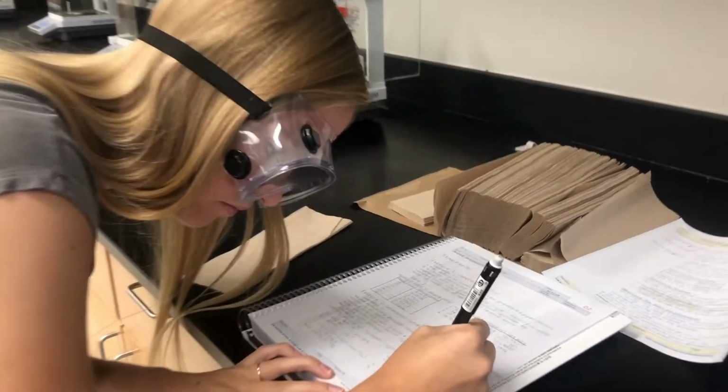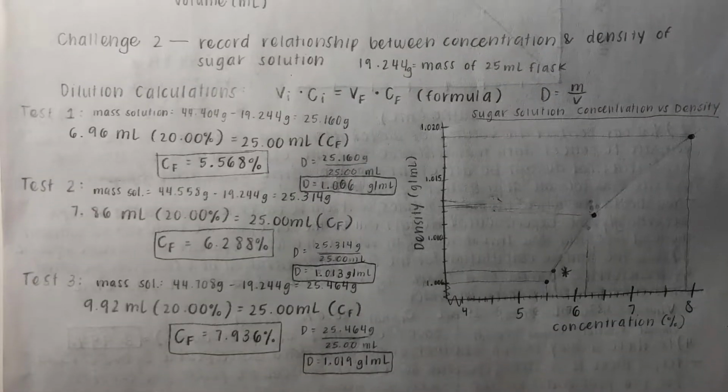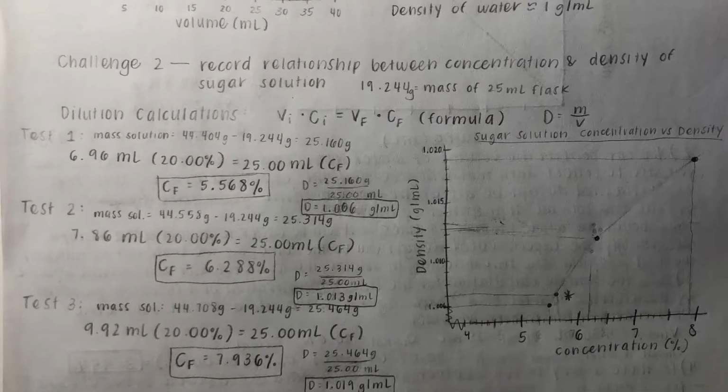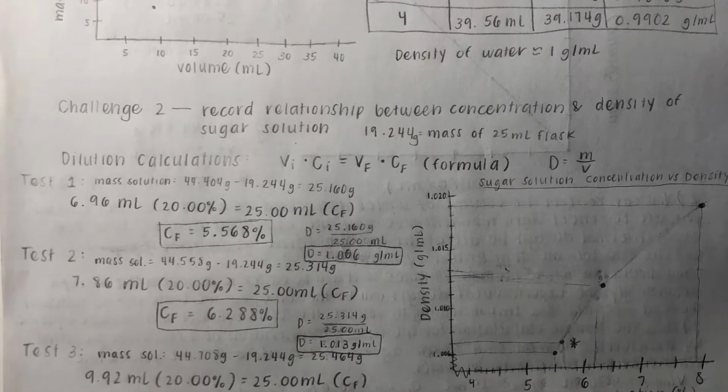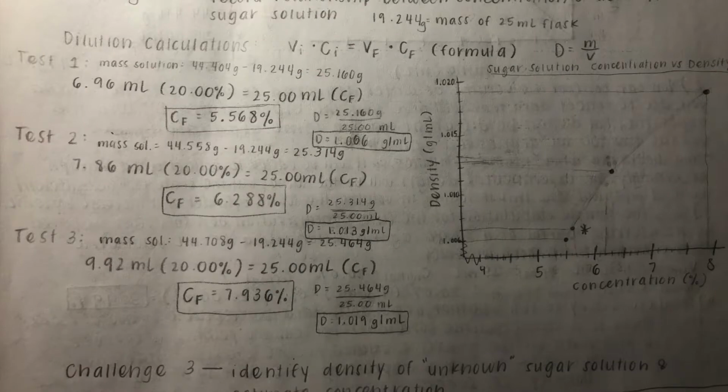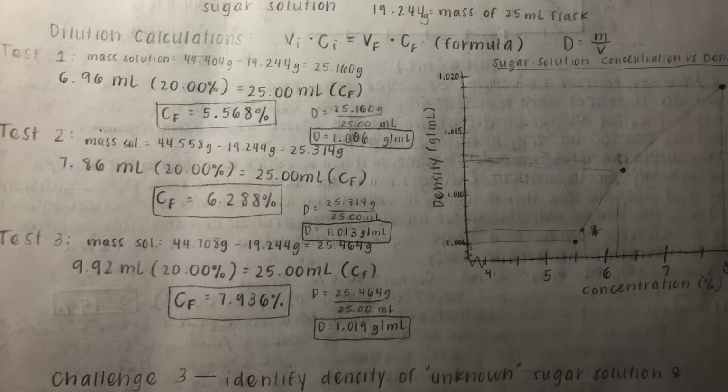We used the mass of the solution minus the mass of the empty flask divided by the volume, 25 milliliters, to calculate the density. Then we used our answers to graph sugar solution concentration versus density. This can be seen in the pictures of our data.